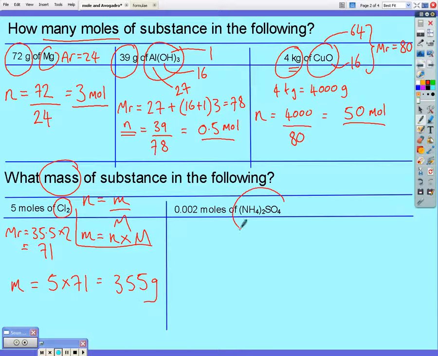Ammonium sulfate over here. Work that out. Pause. Okay, you've found it out. It's got a relative molecular mass of 132. So the mass of 0.002 moles comes out to be 0.264 grams.